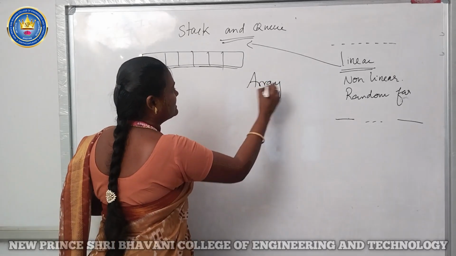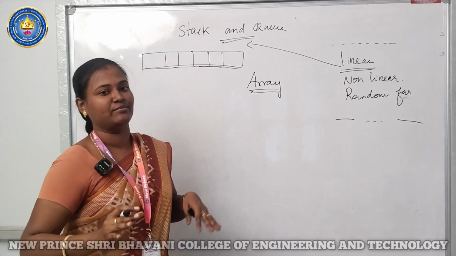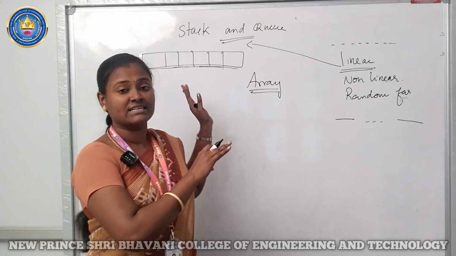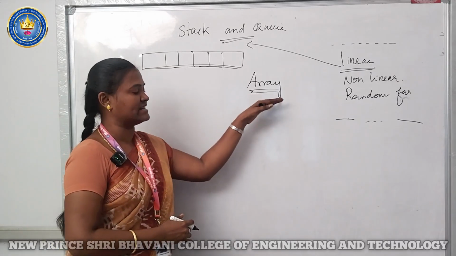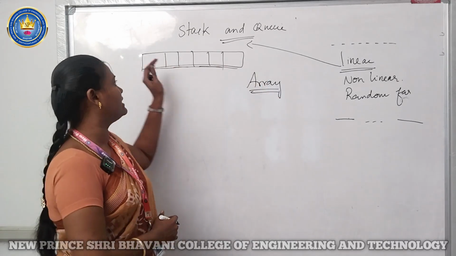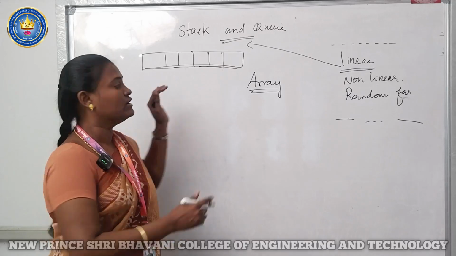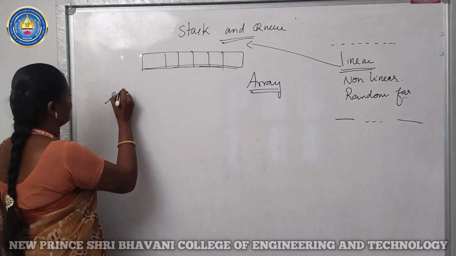Array means the similar elements are arranged continuously, and those elements can be accessed by using an index number. This concept is used in stack and queue. So first we have to study the stack.